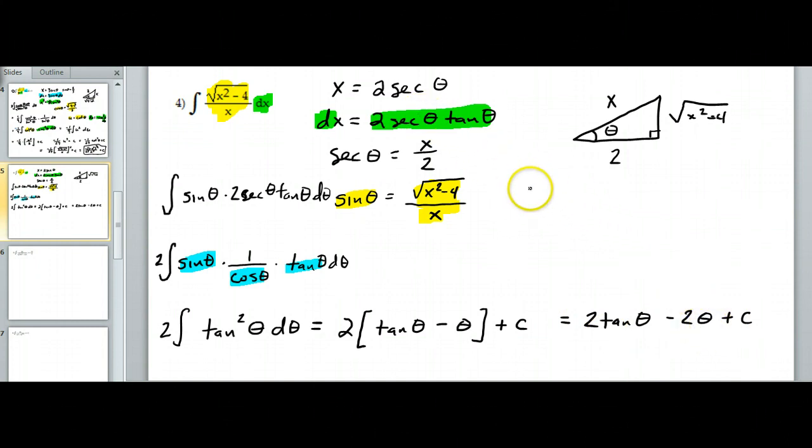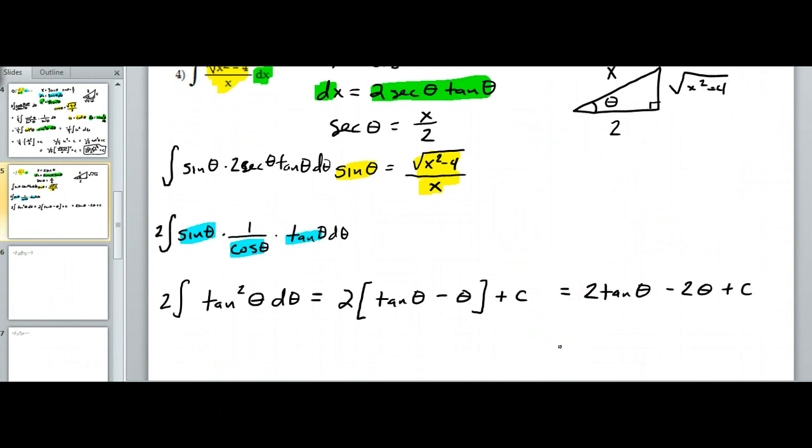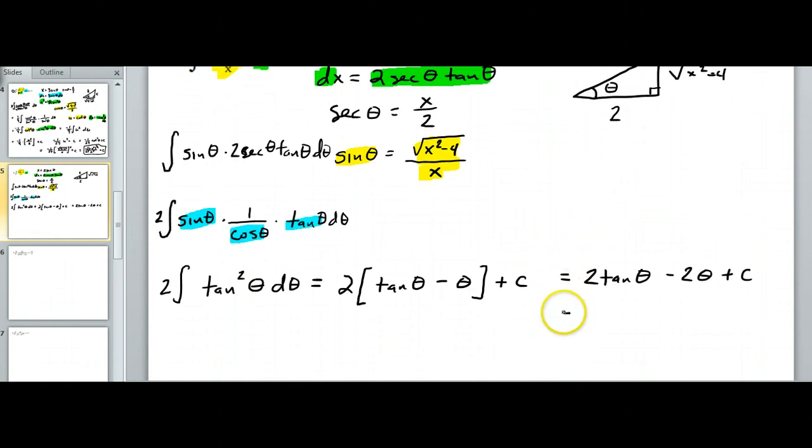Tangent theta we can get from here. Tangent theta is opposite over adjacent. Looking at this up here, this divided by this. So that's 2 times the square root of x squared minus 4 over 2. Those 2's will end up canceling. And then minus 2 times theta.